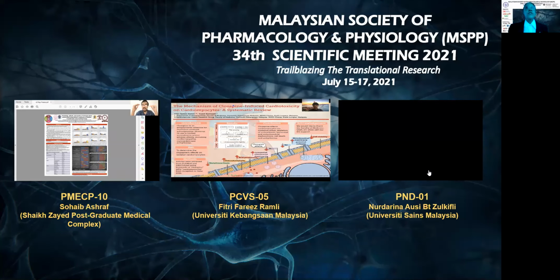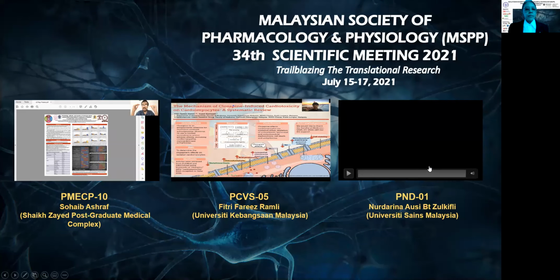Nurdarina Ausi binti Zulkifli from University Science Malaysia. The research title is Neuroprotective Effect of Tualang Honey on Kainic Acid-Induced Neurodegeneration in the Right Lateral Septal Area, a Preliminary Finding.